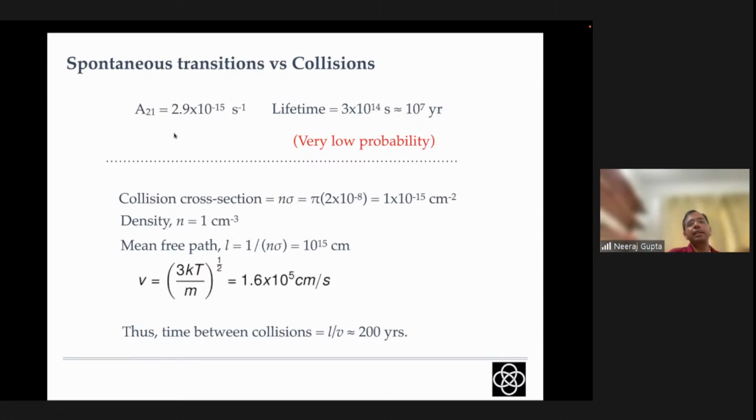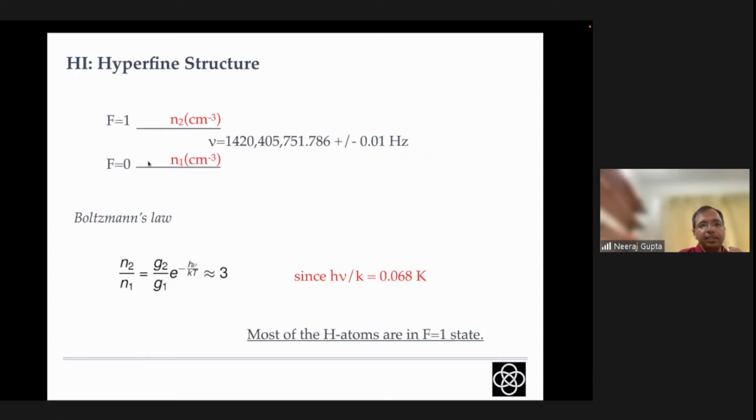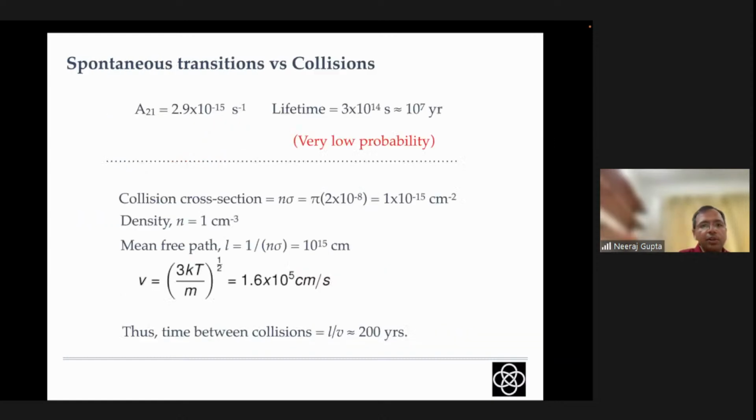So another thing that we can ask is that if there are these two different states, then an atom can, through various radiative processes, go from the ground state to the excited state and vice versa. But then there can also be collisions taking place between these different atoms. And do they play a very important role in affecting the level populations in this case?